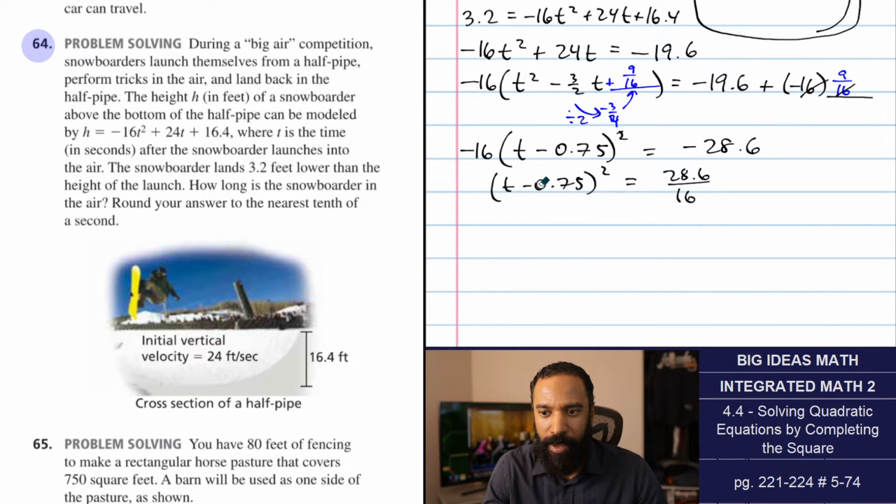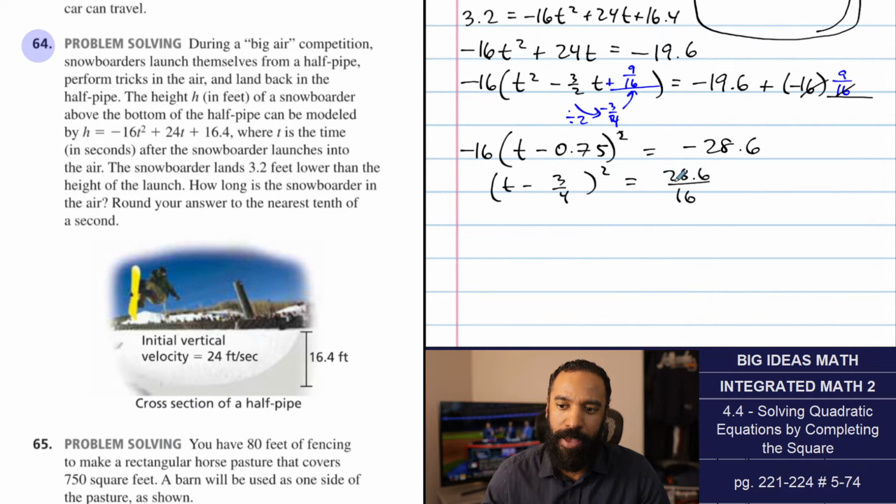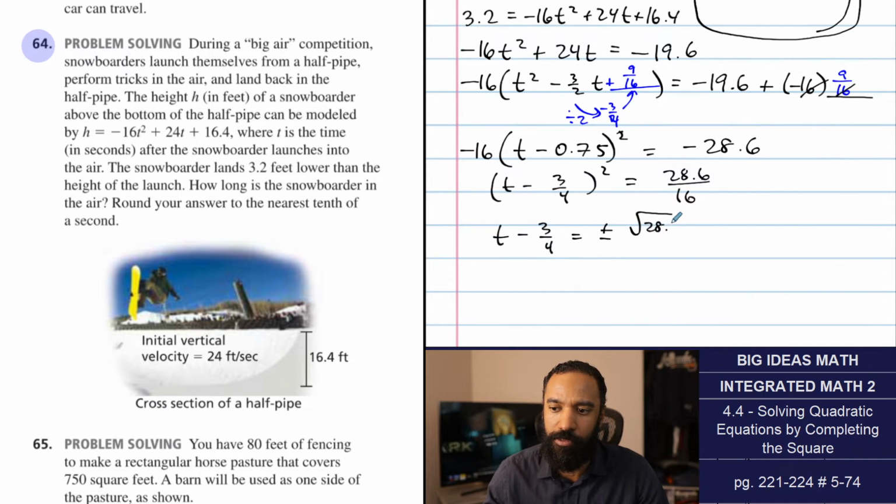You know what? I'm bringing the fraction back. The 28.6 is for me anyway. I'm bringing the fraction back. I'm going to take the square root of both sides, and the square root of 16 is 4. So T minus 3/4 equals plus or minus root 28.6 over 4.